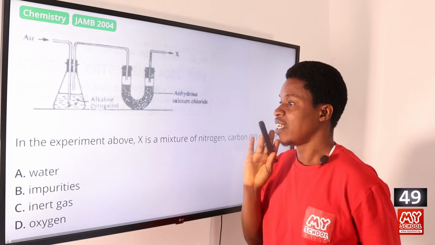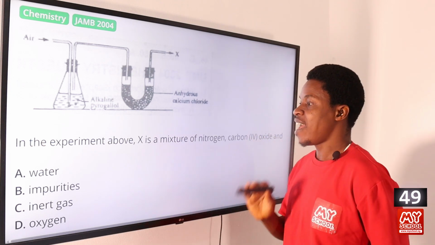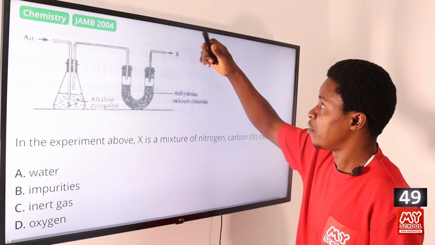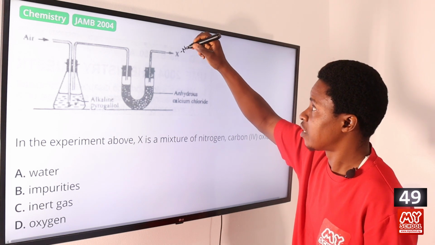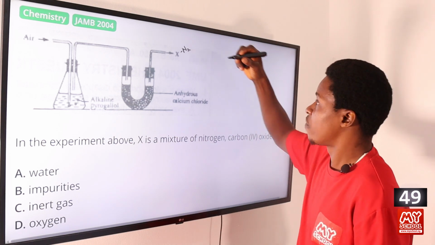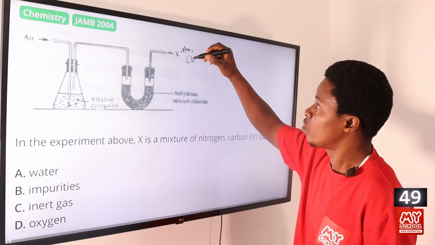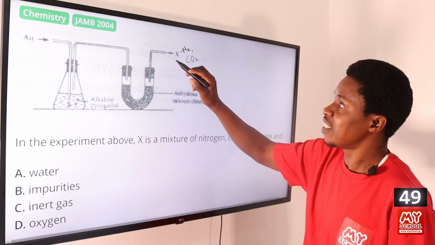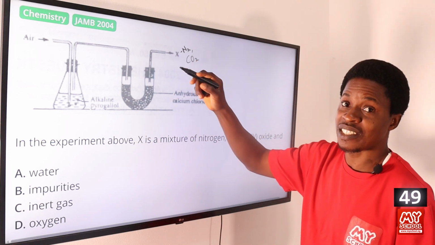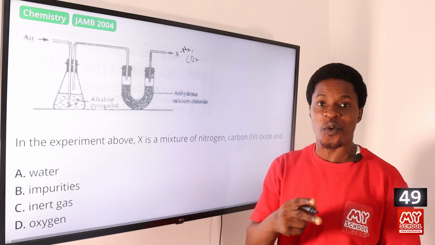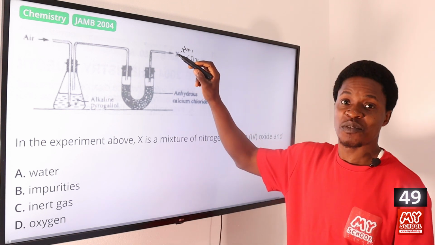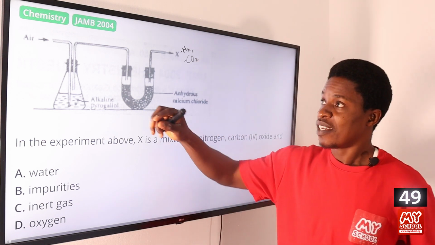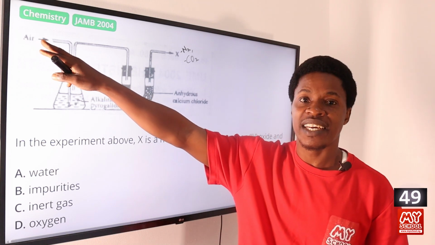So the question says, in the experiment above, X is a mixture of nitrogen. This X here is a mixture of nitrogen, that's N2, carbon dioxide, CO2, and what? So there are three gases that are in this X. So the examiner wishes to know if you know what other gas will be formed together to have this. Let's analyze this together. Now, first, air comes in here.